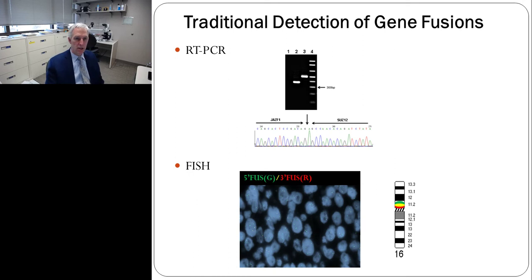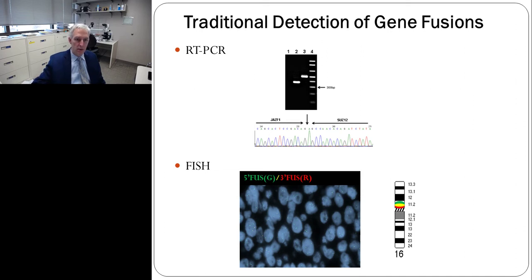How do we traditionally detect gene fusions? Well, in the past, what we've done is one of two assays, either RT-PCR, which stands for reverse transcriptase PCR, shown at the top, or FISH, fluorescence in situ hybridization. With RT-PCR, what you do basically is you isolate RNA from the tumor, you convert it to DNA through reverse transcription, so that's the RT part, and then you do a PCR reaction with primers that are designed to pick up the fusions you're looking for.